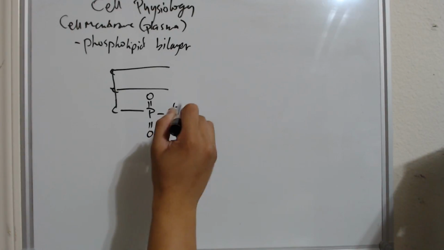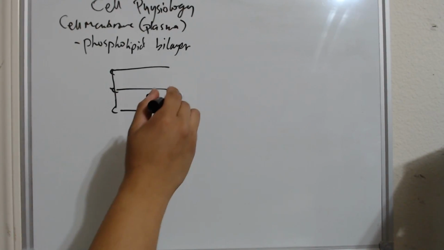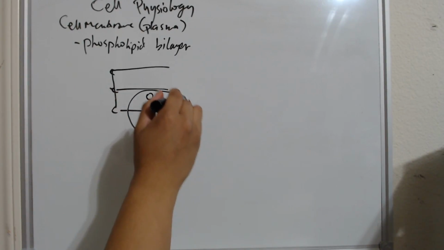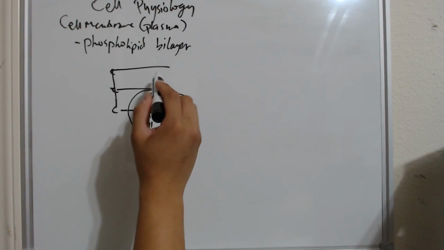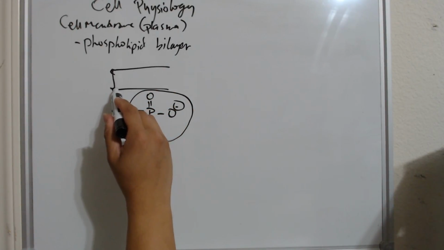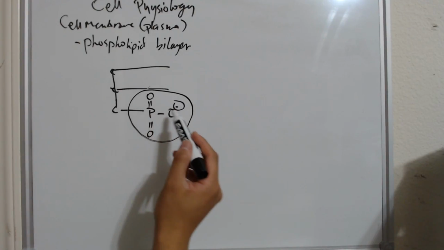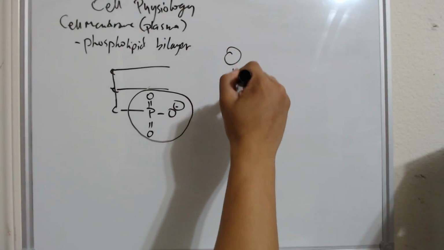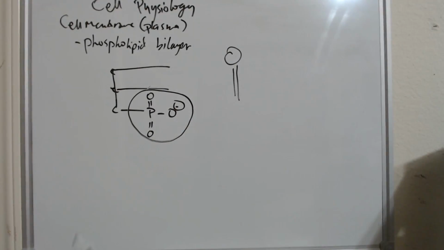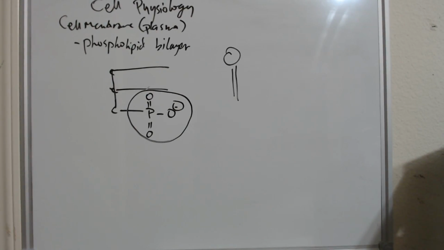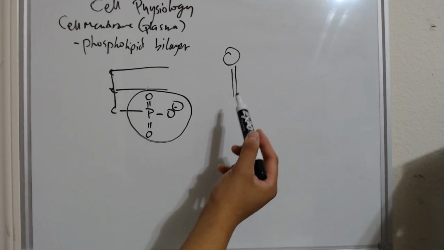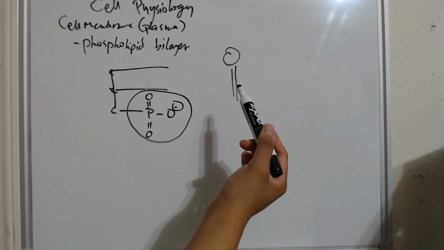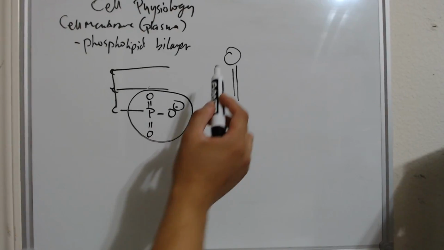This makes it polar, so the phosphate group will be hydrophilic because it's polar. It will dissolve in water, or it likes water. It'll be attracted to water since water is polar also. And these fatty acids will be hydrophobic, so it doesn't like water because it's non-polar. It's just a bunch of hydrocarbons, which means it's just hydrogen and carbon.